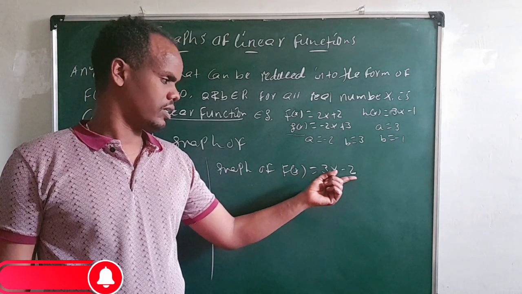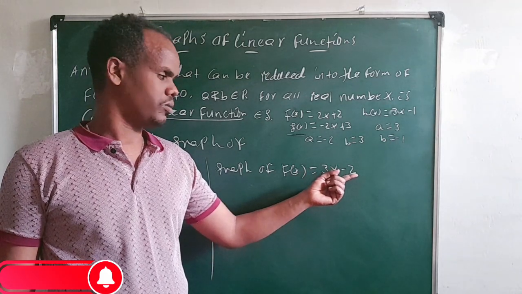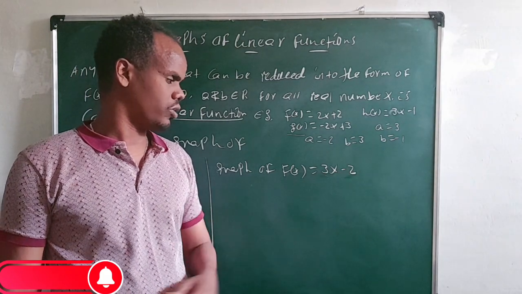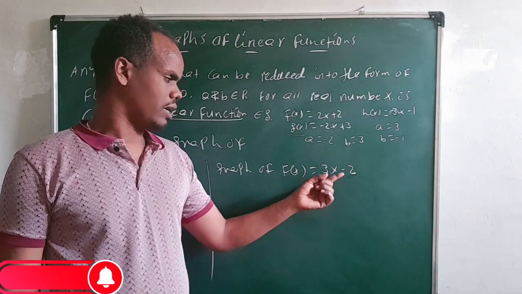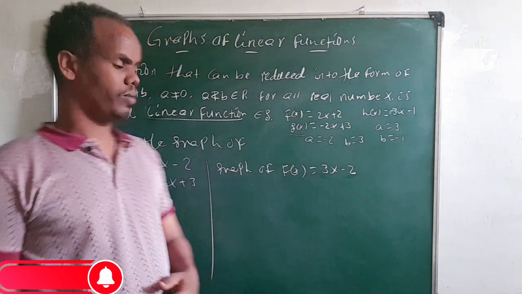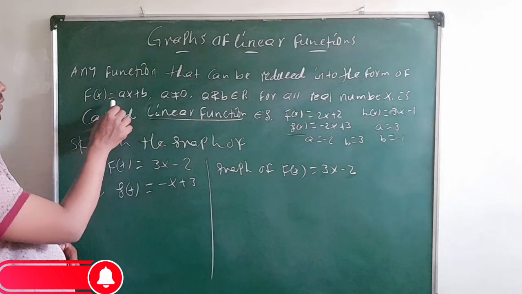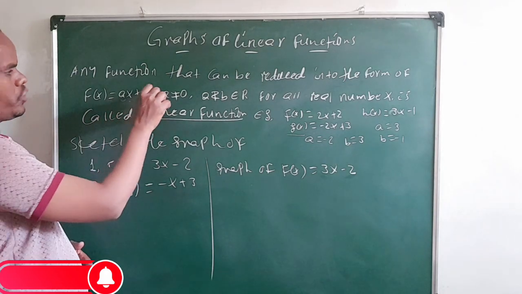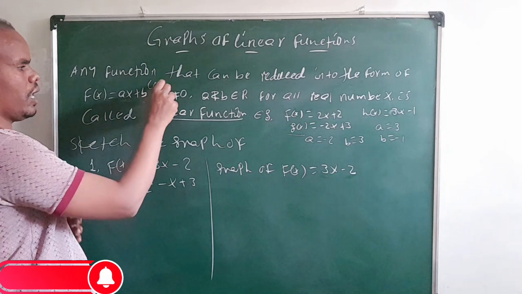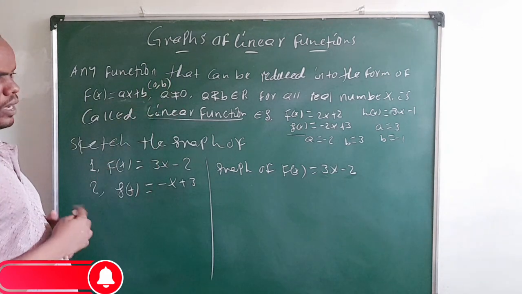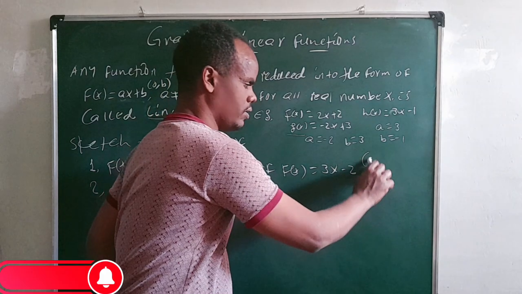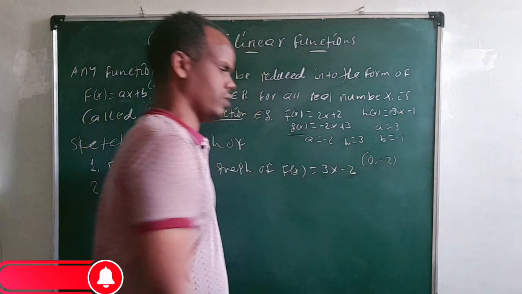And here is the y-intercept. The y-intercept is at (0, -2). This -2 indicates that the y-intercept of the graph is (0, -2). In the function ax + b, this b gives the y-intercept of the function at (0, b). Here b is -2, so the y-intercept is (0, -2).